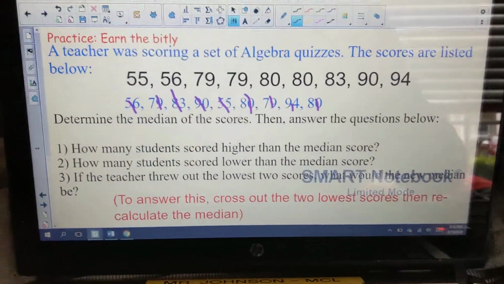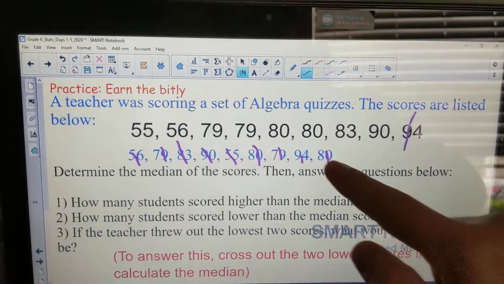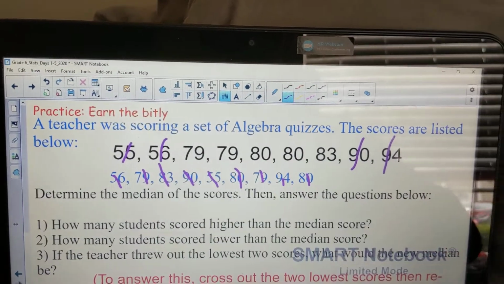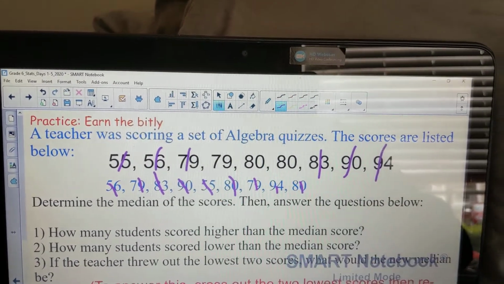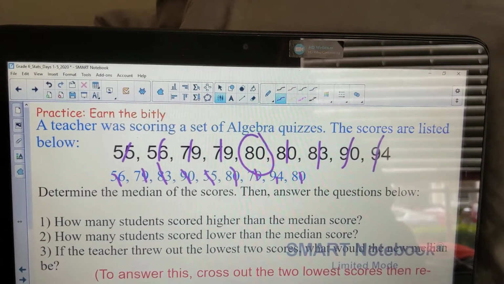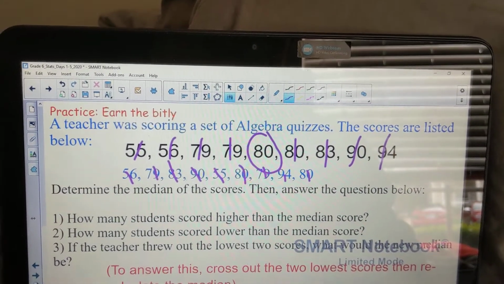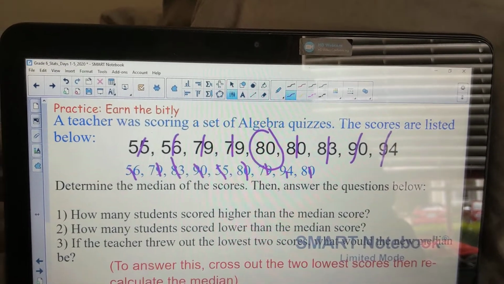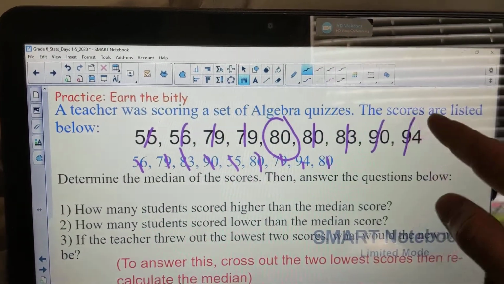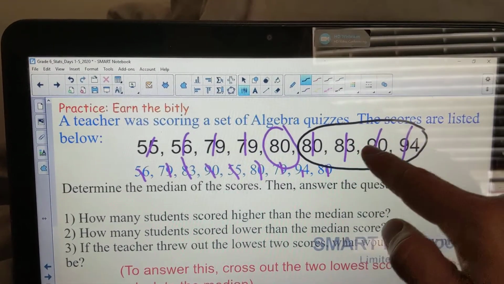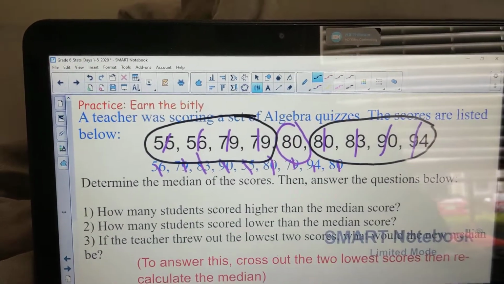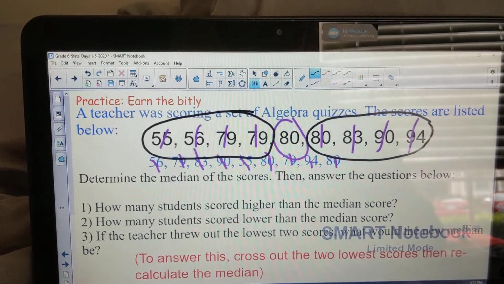Now to find the median, we're squeezing towards the middle, so we get rid of our highest and lowest scores. Again, it always goes in pairs. Our highest and lowest scores, and we see that the median score was an 80. Now the unique thing about a median is it literally divides the numbers exactly in half. So we had 4 scores that were higher than the median and 4 scores that were lower than the median.